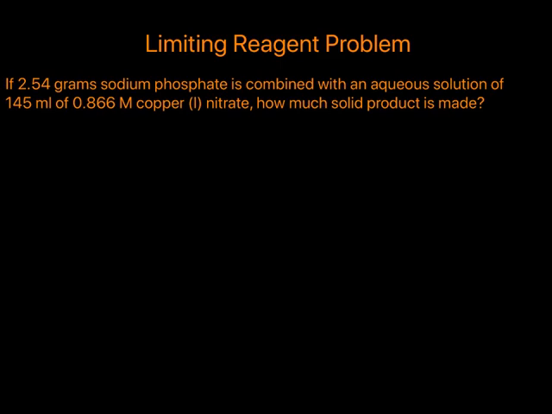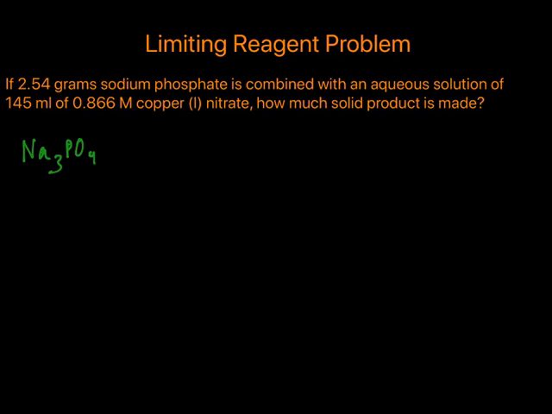So the first step in doing a problem like this is we have to write out the correct chemical formula of the reactants, predict the products, and balance out the equation. So let's look at sodium phosphate. Again, if you have to review how to write down chemical formulas or balance out equations, please look at my earlier videos. So this is sodium phosphate.